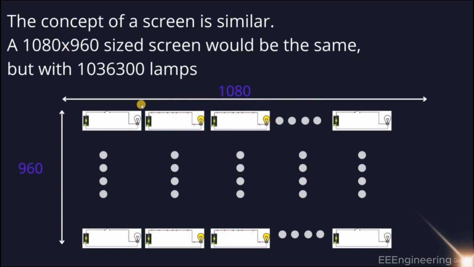Assume that you have a screen with these dimensions right here. It means that you have 1080 horizontal lighting units and 960 vertical lighting units. And they are forming a matrix of lighting units, and they are changing patterns in order to show what you're seeing on the screen. This is oversimplifying what a screen is, but actually this is the concept. This is what it is all about. This is where it all started.